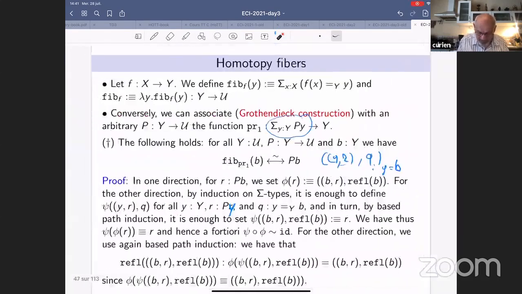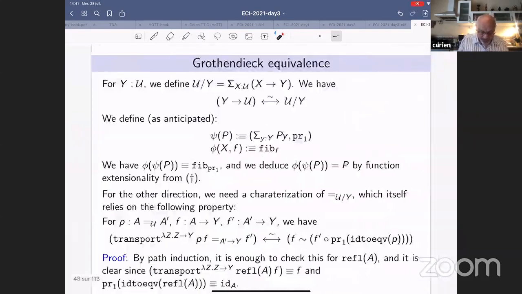Okay, so let me repeat. Fib pr1 applied to every element gives equivalent types, hence equal types. So here I have equal, this is for all b, and this is exactly the definition of saying that Fib pr1 is homotopic to P. So you see that phi of psi of P, which is definitionally equal to this guy, is homotopic to P, which is what we want.